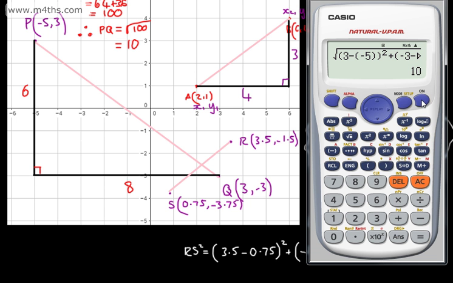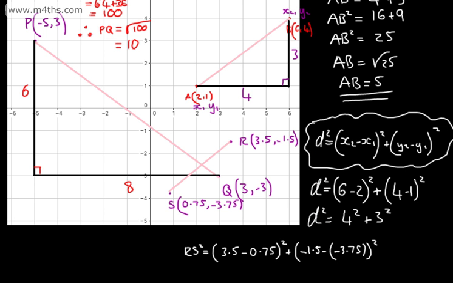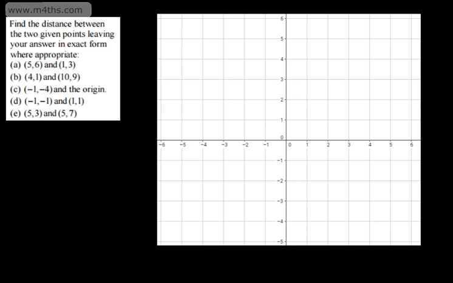It really doesn't matter. Just to show you that, we could have gone the other way, as long as I'm consistent. So it's negative 5 subtract the 3, and we need to square that. Then we add to that 3 subtract the negative 3, and we will square that. This will give us 10 as well. So you can do it either way around as long as you're consistent. Nice and straightforward, and that is the distance formula, or the length of a line segment, or the distance between 2 points. So let's go ahead and do some of these.